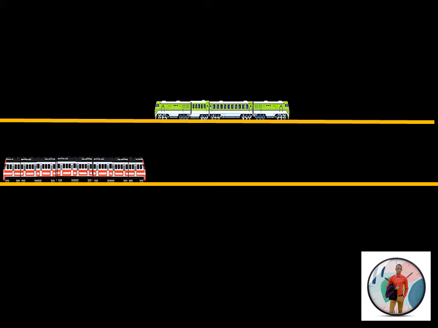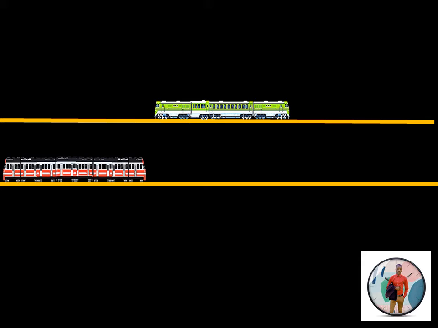On the screen you have two trains. As you can see, we have a green train and a red train. Both of them are moving towards the right hand side, so they are all moving in the same direction. So because both of them are moving, we are going to apply the concept of relative speed to calculate the time taken for the red train to completely overtake the green train.